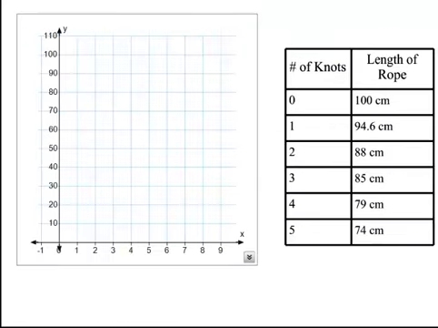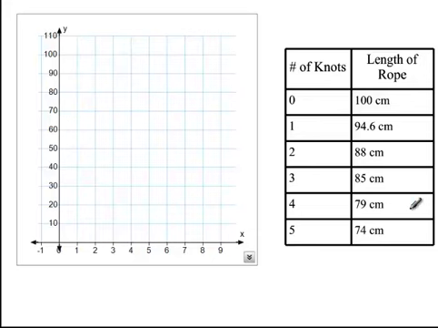Okay, so this left-hand column here is the number of knots, and this right-hand column is the length of the rope. We have to remember the difference between a dependent variable and an independent variable. An independent variable is one that stands alone, and it determines what happens to the other one, which is the dependent variable. So the dependent variable is dependent on what the independent variable does. Remember the input and output from the function machine? The input is the independent variable, the output is the dependent variable.